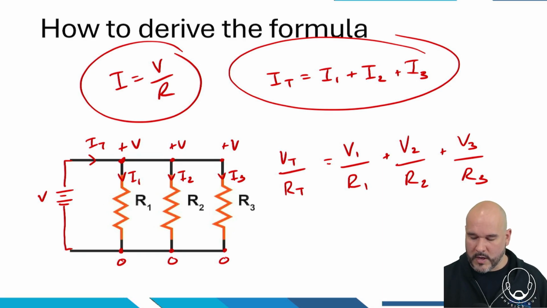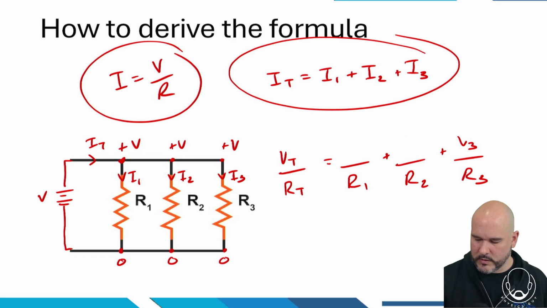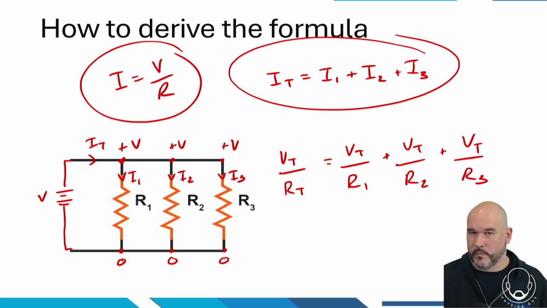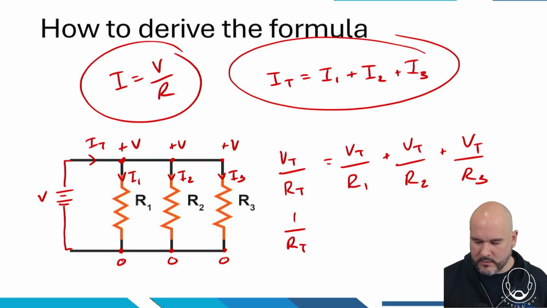So what might we do here? I might get rid of all this and just call everything VT. Can you see where I'm going with this? I hope you can. You notice that VT is common to both sides. Oh my God. So what if we divide both sides by VT? Well, if we divide both sides by VT, we end up with this.